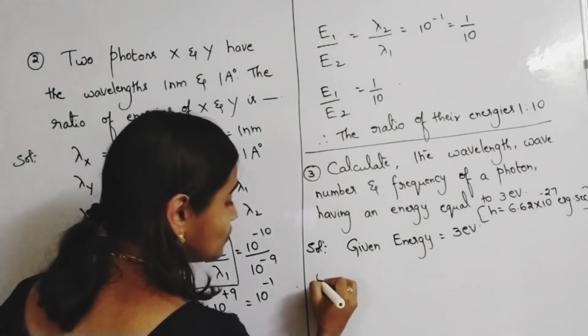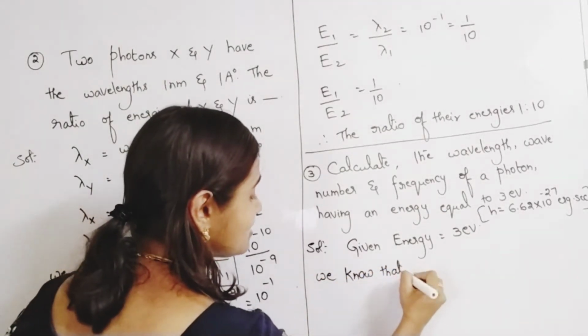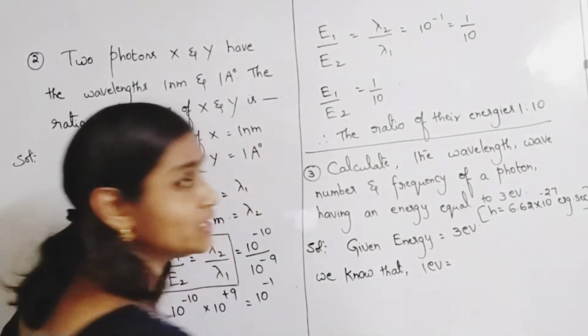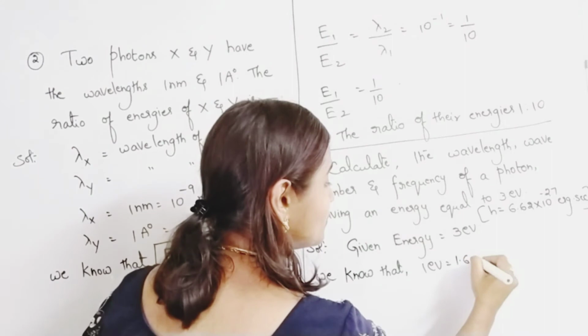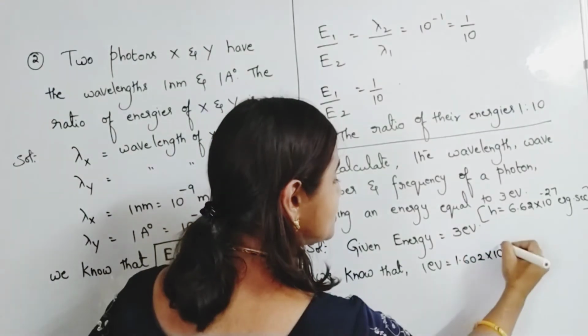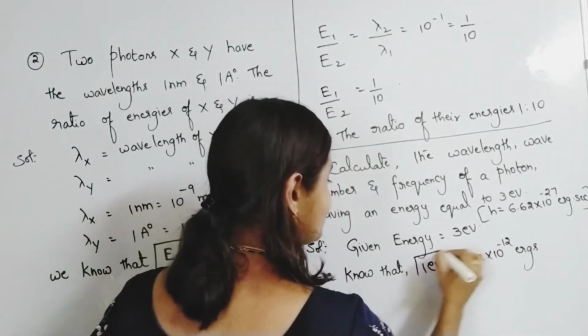Okay, we know that, please understand the points carefully. We know that 1 electron volt is equal to how much? 1.602 into 10 to the power of minus 12 ergs. This value you have to keep in mind.